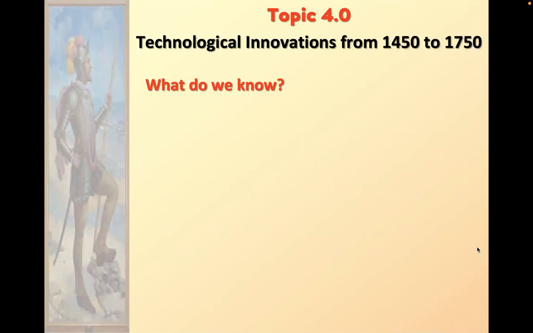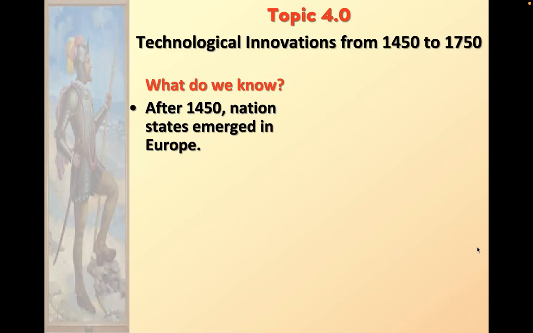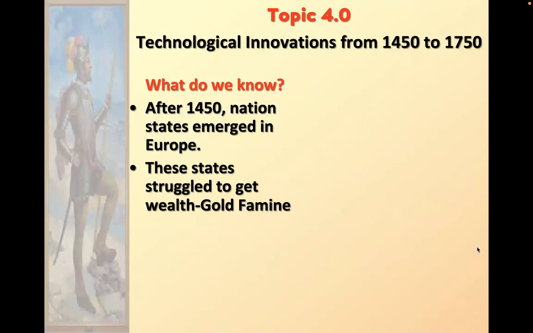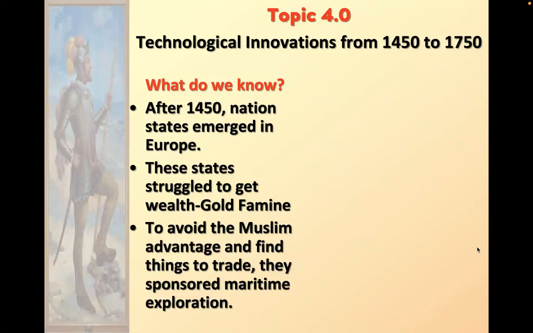And so, where we are right now is that we know that after 1450, nation states emerged in Europe. And these nation states struggled to get the needed wealth to not only make their population happy, but also to run their governments. They were suffering from the gold famine, not only because of the high prices charged by the Muslim merchants, but also because they just don't have anything to trade. And so, in order to avoid the Muslims and to find new things to trade that would bring in the needed gold, they turned to maritime exploration.